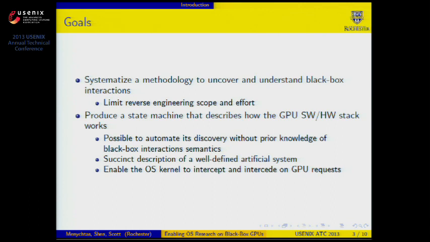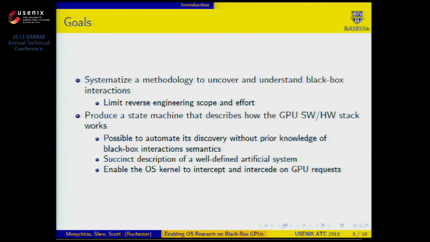Moreover, having a state machine provides us with a simple and concise description of how such an artificial system, a man-made system like a GPU software hardware stack, actually works. It is a human-made system. It should be following a blueprint of appropriate behavior.